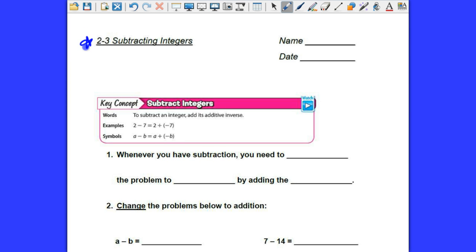We are starting section 2-3. That is subtraction of integers. Subtraction creates a big headache for us. So I have a trick for you to learn and make it much easier.